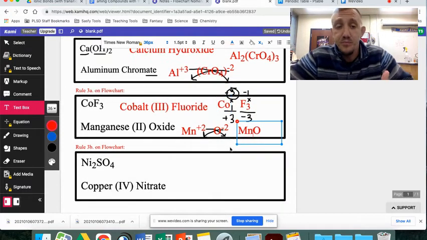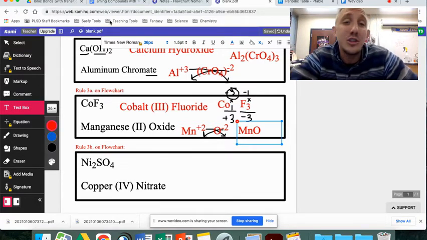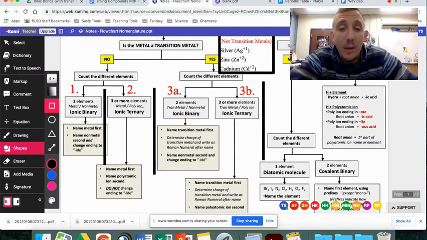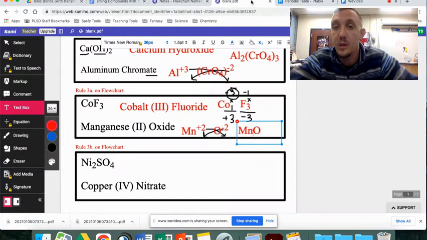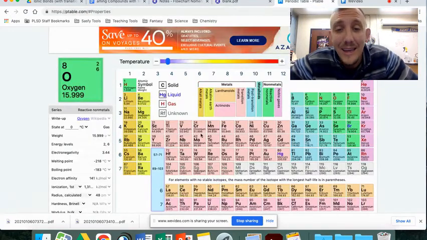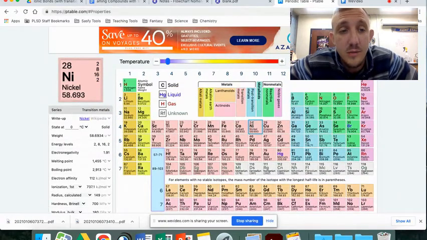Okay. Now, rule 3b on the flow chart. It's the same thing as 2, except rather than having a metal with a polyatomic, you're going to have a transition metal with a polyatomic. So you always name the transition metal, determine the charge, name the polyatomic ion. All right, so if I go ahead and look, nickel is a transition metal.